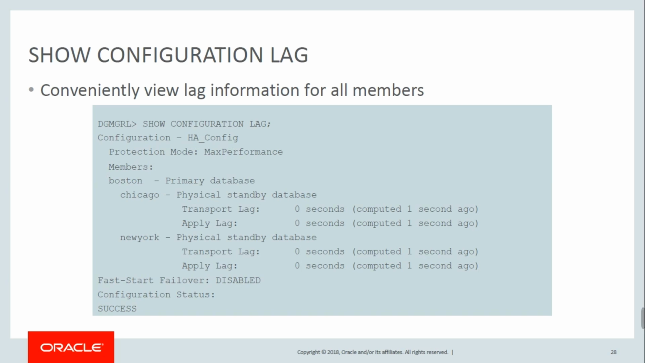So you can see here it is very nicely showing both databases. So we don't need to check each individual site, like the primary site and the standby site. We can view all the members in one single command.